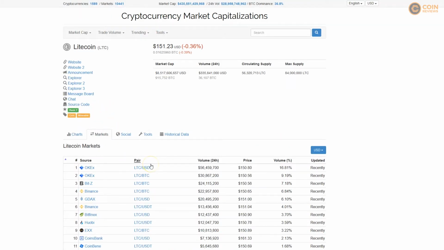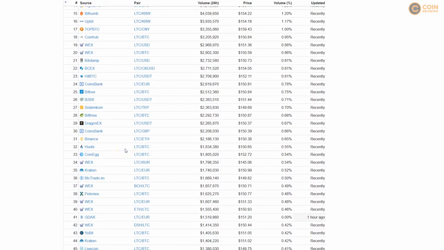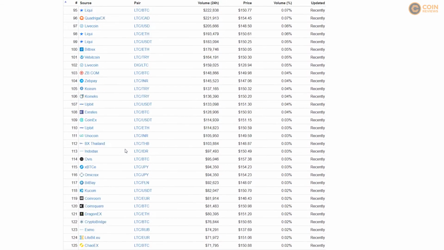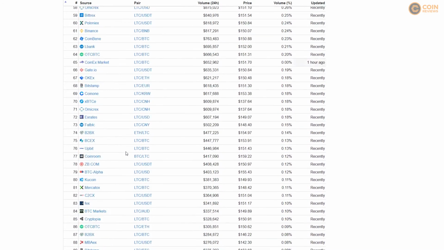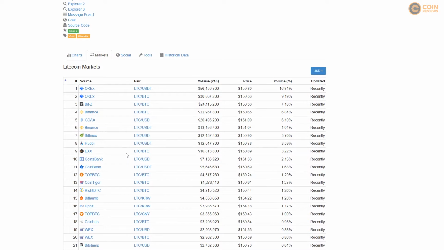If we look at markets, let's say you've done some research on this coin and you decided you wanted to buy it. Now, where do you actually go to buy it? And the answer is right here. This will show you all of the markets that this coin is available on, and obviously this is Litecoin, so there's a lot of them, but for some coins or tokens, this number will be a lot smaller. They might only be available on 1 or 2 or 3.